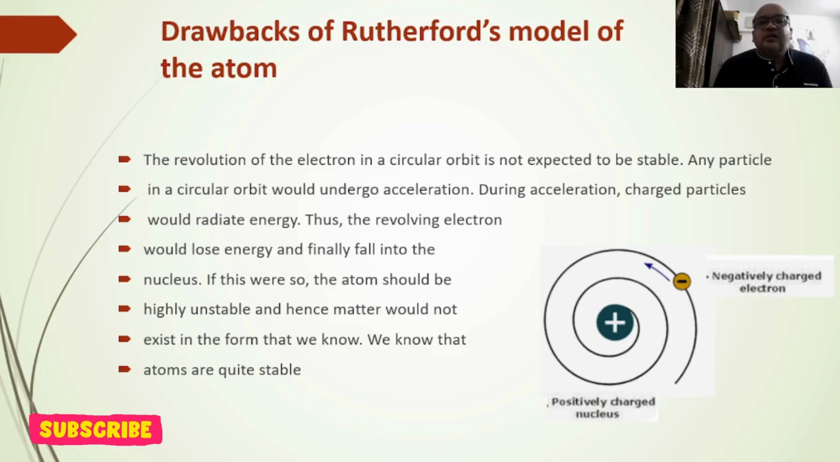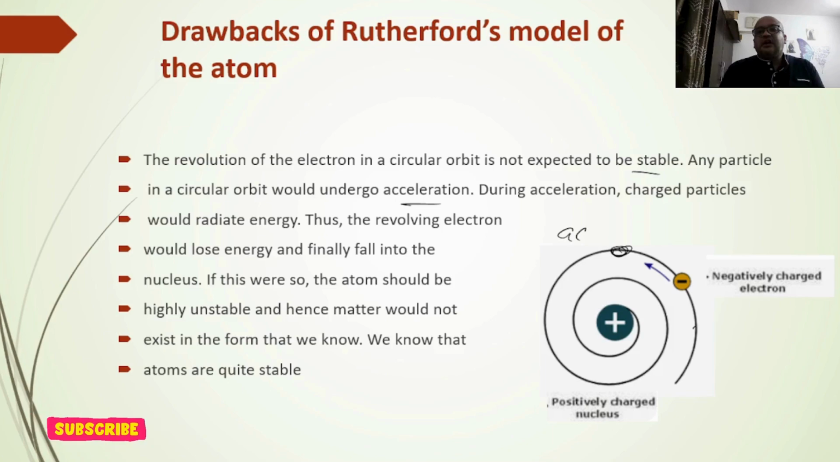The electrons which were revolving in a circular orbit are not expected to be stable. Why? Any particle in circular orbit would undergo acceleration. Now any particle which is moving around, what will happen? It will gain acceleration, and what will happen because of that? During acceleration, a charged particle would radiate energy. It will give out energy.